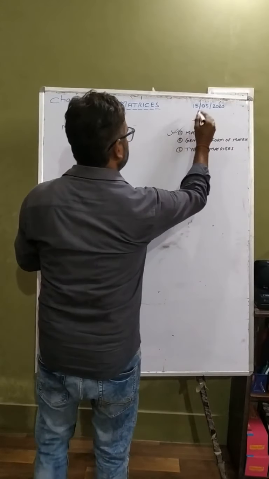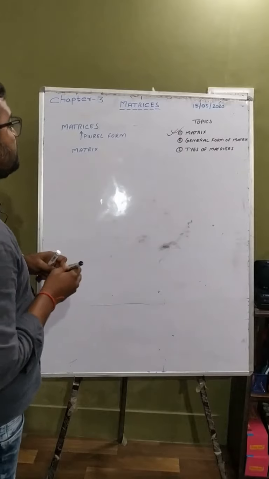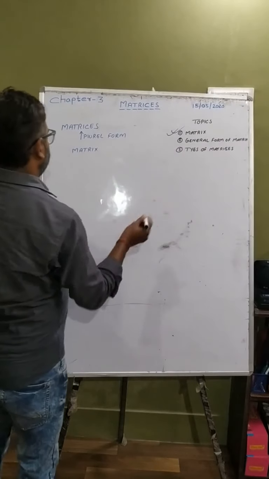This first point we have covered. Now the second is the general form of a matrix.